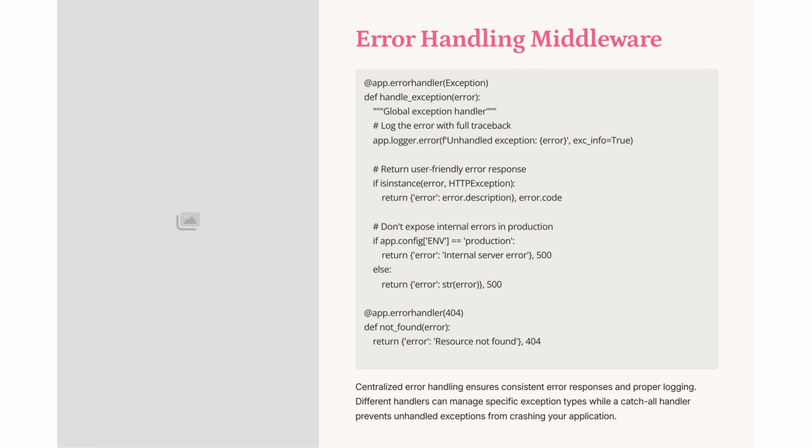Centralized error handling in middleware provides consistent error responses and robust logging. A global exception handler logs errors with full traceback, returning user-friendly messages. Specific handlers, like for 404 errors, manage distinct exceptions. In production, internal errors are concealed, enhancing security while maintaining transparency in development environments.